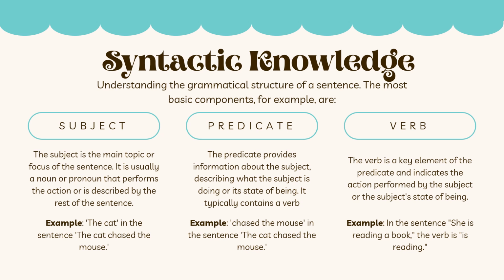The cat in the sentence of the cat chased the mouse is the subject. Chased the mouse in the sentence, the cat chased the mouse, is the predicate. And in the sentence, she is reading a book, the verb is reading. Now this example also came from Canva, but I decided to keep it because it shows the simplicity of a very simple sentence. This is something that can be learned easily in grade 1 and 2.